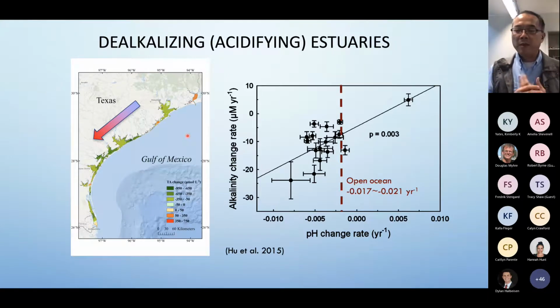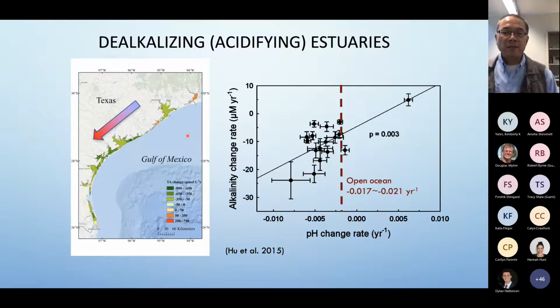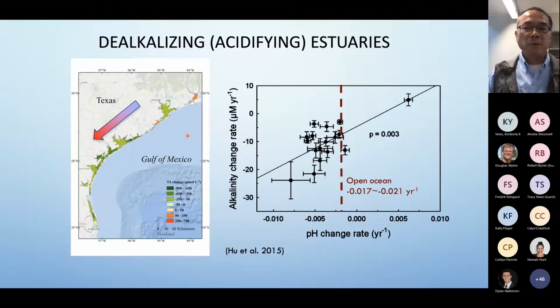If we look at the pH change across these estuaries and compare with what people have seen, including one of Dr. Burns' studies in the open ocean, the observation was that over the past few decades, the pH decrease has been hovering around 0.02 pH units per year. So you can see the majority of the Texas estuaries have a greater pH decrease.